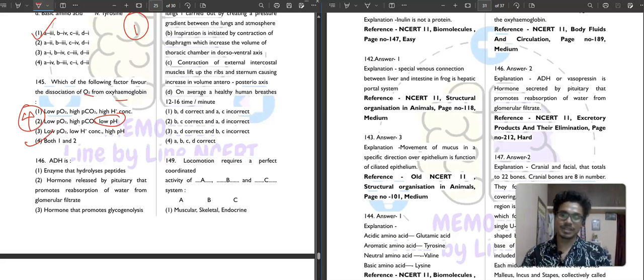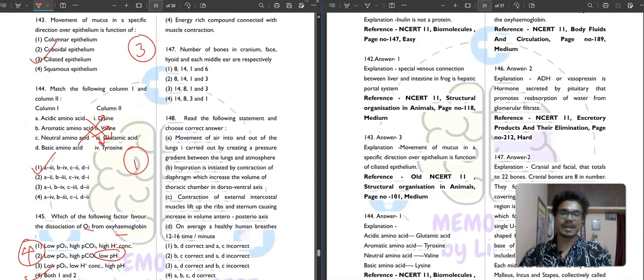And ADH is an enzyme that hydrolyzes peptide? Not at all. ADH is a hormone released by the pituitary that promotes reabsorption of water from glomerular filtrate, and where is it present? It is present in your pituitary. Okay. The second option, posterior pituitary. The second option is your correct answer. Then question number 147.